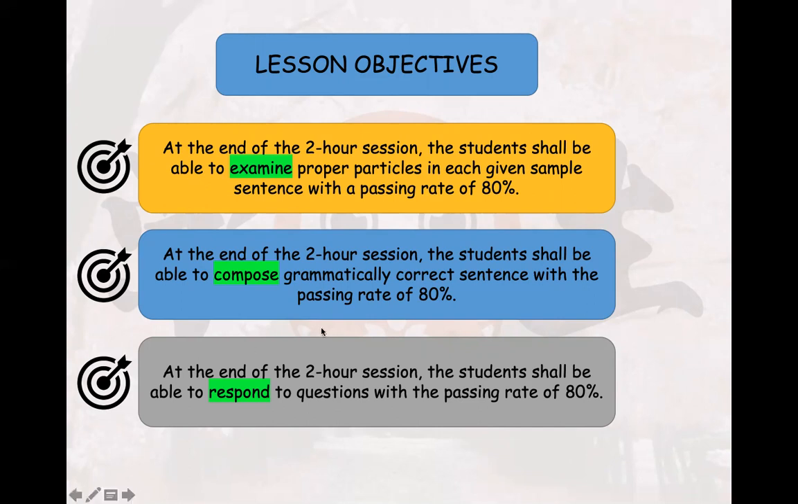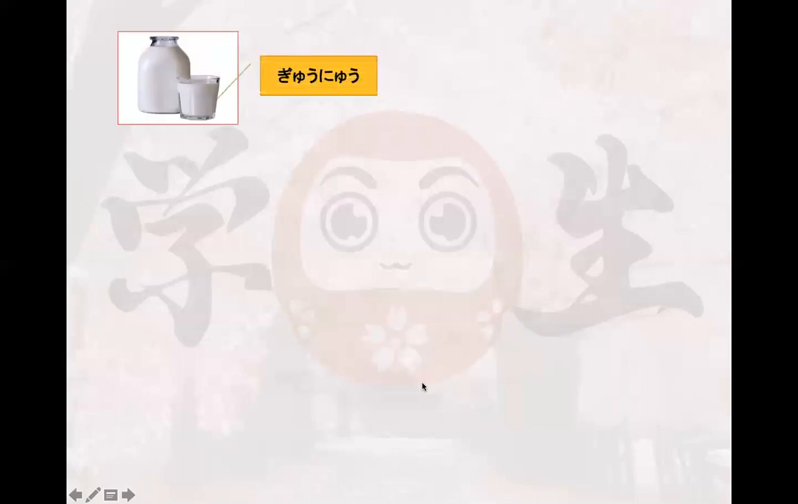And of course, under the psychomotor domain, at the end of the discussion, this is our highlight: for us to be able to respond to and comprehend questions in Japanese. So these three objectives, hopefully, we can achieve towards the end of our discussion. Okay. Now, let us talk about vocabularies.